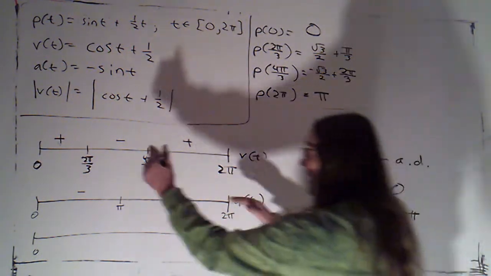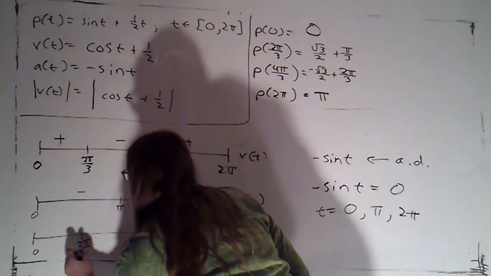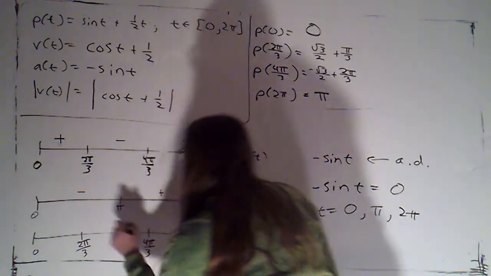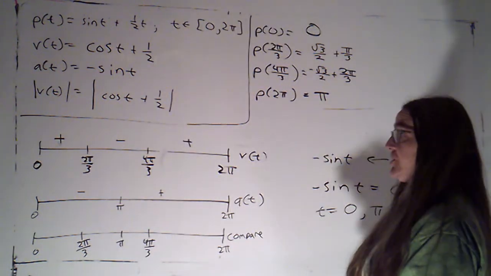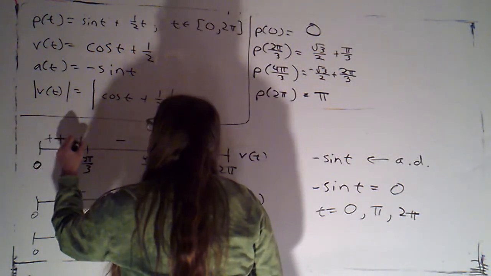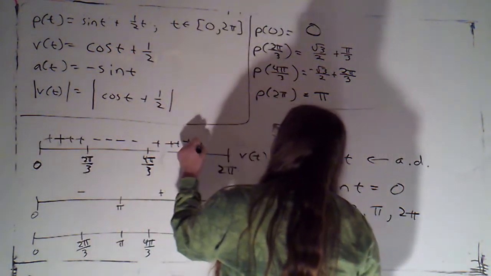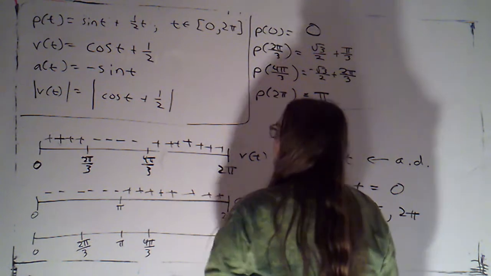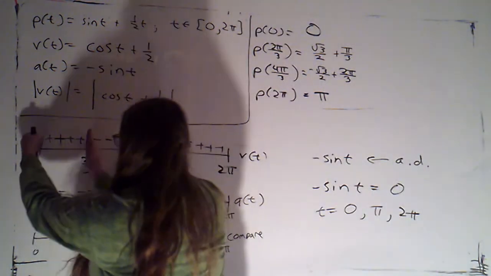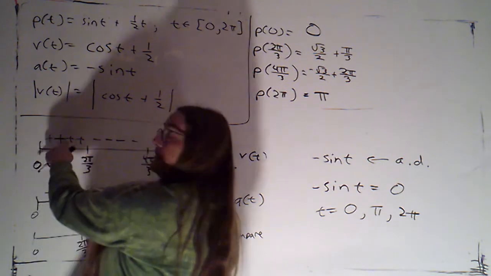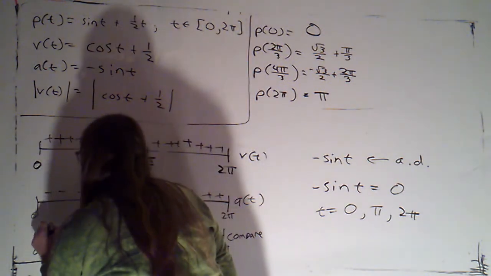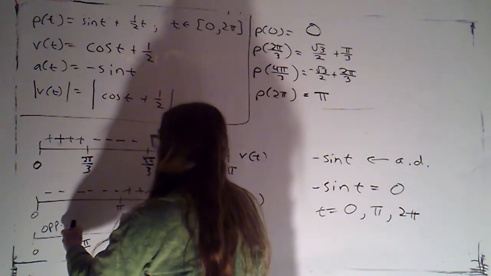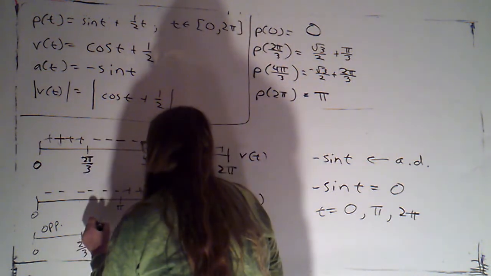Okay, to compare them, I want to mark off all of these places, 2 pi over 3, pi, and 4 pi over 3, all of these places where any one of those functions changes sign. And to make it easier to see, I like to just fill in each subinterval with the appropriate sign. So then I can see from 0 to 2 pi over 3, velocity is positive, but acceleration is negative, so we've got the opposite sign. From 2 pi over 3 to pi, they're both negative, so we've got the same sign.